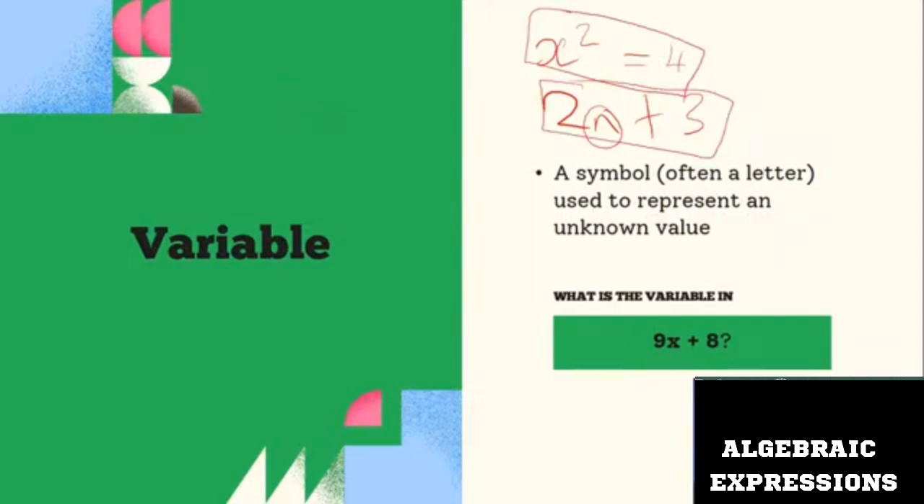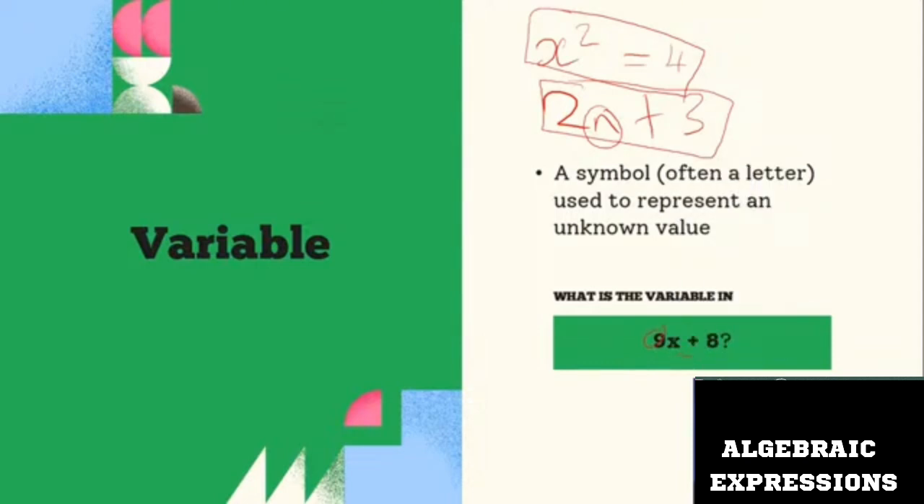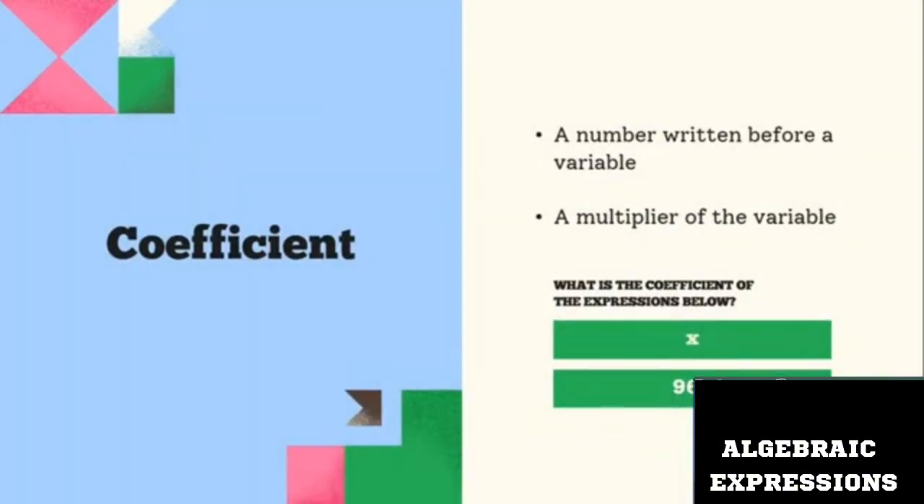Right. So, for example, we may have a problem like, what is the variable in this expression, 9x plus 8? 9 is a real number. This x is the unknown letter, so it is our variable. Now, a coefficient, on the other hand, is a number which is written before the variable. Because it is written before the variable, it implies that the coefficient is going to multiply the variable.